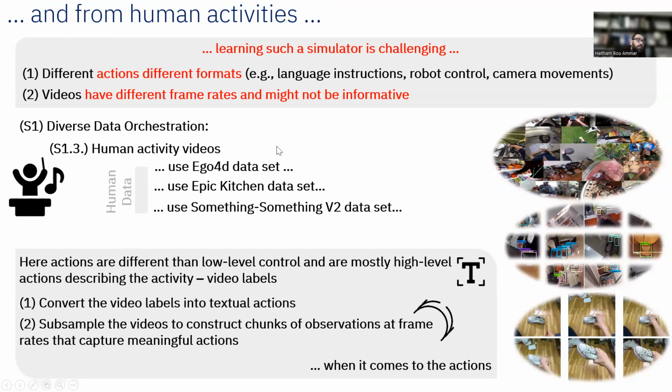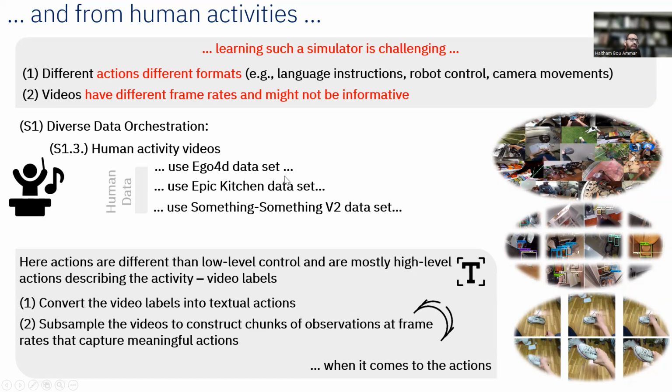They additionally made use of one more, or I think two more sources of data. One is the human activity recognition videos. So they took data from Ego4D dataset, Epic Kitchen dataset, and something version 2 dataset. So here, what are those data sets? Those data sets are data sets of a human executing a specific task. For example, the human would be walking, cutting on some board, buying something, riding a bike, and so on.